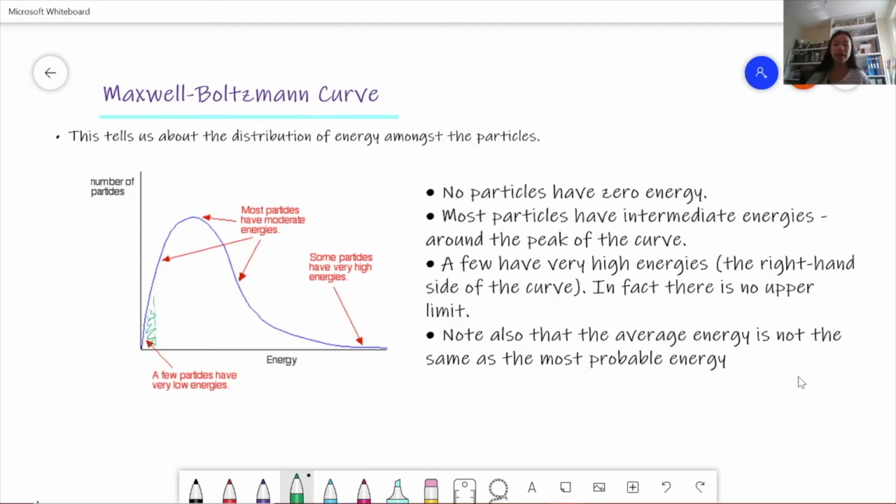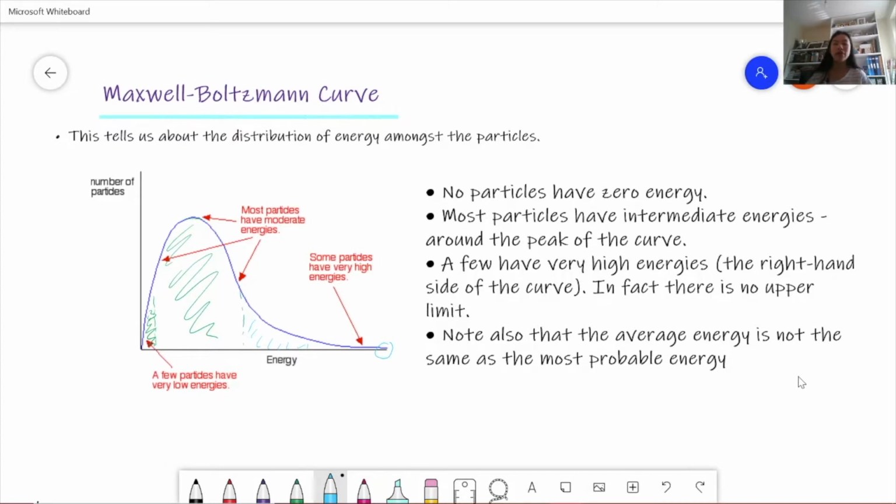Second thing to note is that most particles have intermediate energies. So around this peak here. So if I drew a line here, then the biggest area is here. So this is where most of the particles are. So most of the particles have these moderate energies, and a very few have very high energies. So again, like the low energies, we have a very few number in this region, and there's actually no upper limit. So this bit here never touches 0.